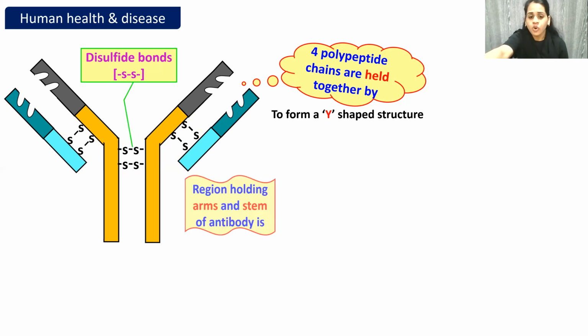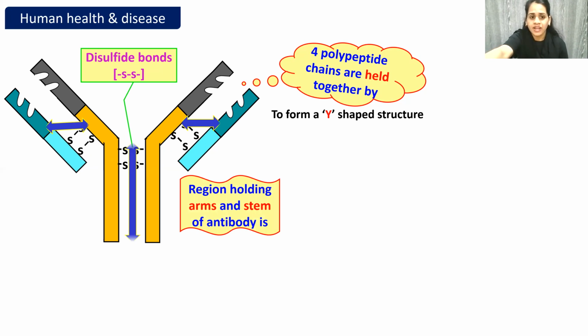Now, the region holding the arms and stem of the antibody is called the hinge. So this is the arm and this is the stem, correct? So this one is your arm, and this lower one is your stem. So this region where my arrow is now is an area which is called the hinge. What is it called? Hinge. So the hinge is an area which holds the arms and stem of an antibody.